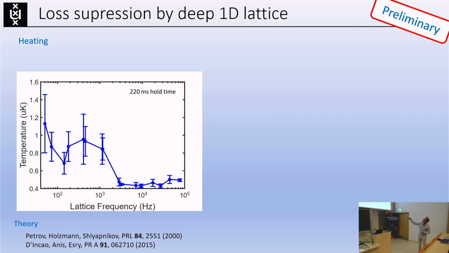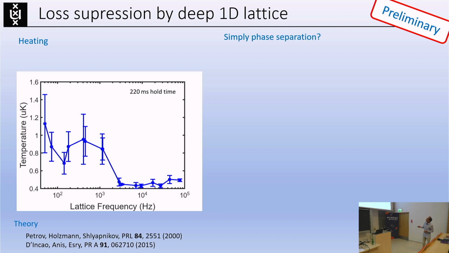Here you see the temperature of the gas cloud reached after 220 millisecond hold time. If the lattice is just deep enough, there's no appreciable heating. And then only, of course, the normal three-body losses and heating kick in. And later, we found out that this was actually predicted like 23 years ago in a paper by Petrov, Holzmann, and Shlyapnikov, and it has been described in other theory papers in the meantime as well.